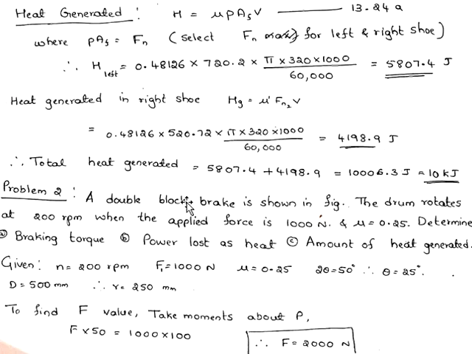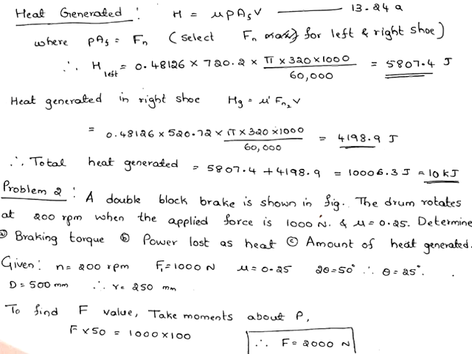We'll move to second problem. A double block brake as shown in figure. The drum rotates at 200 rpm. Applied force is 1000 Newton. Mu is 0.25. Determine first sub-question braking torque, second power lost as heat, amount of heat generated. So these three things you have to find out.